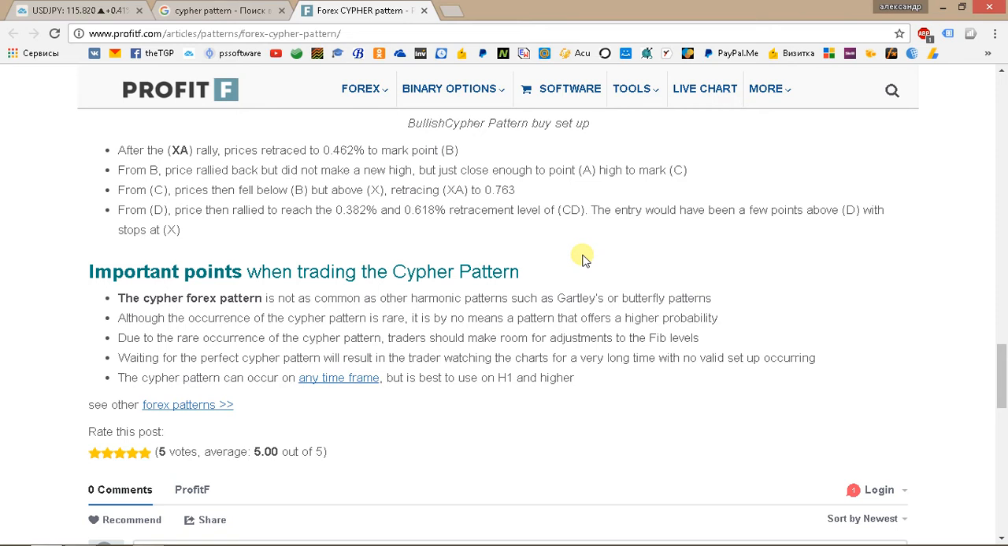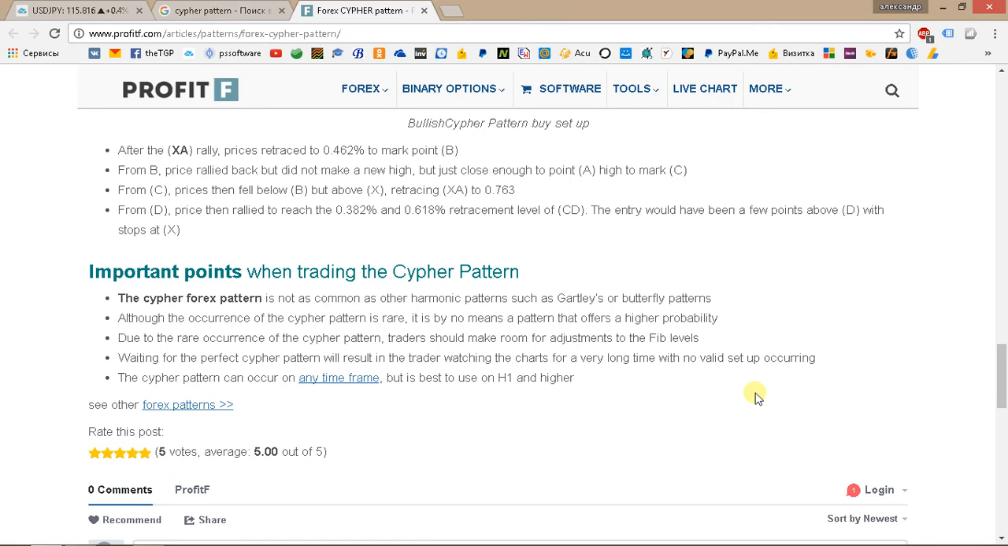The cipher, well, let's not call them patterns, let's call them advanced formations. The cipher advanced formation. I'm afraid that Mr. Scott Carney will be offended with my words if I call them patterns, because he has registered rights on those patterns. If you say Gartley pattern, this means you are referring to a harmonic pattern that was developed by Scott Carney. But if you say Gartley advanced formation, this means that you refer to the pattern that was developed in the Trade Empowered team.